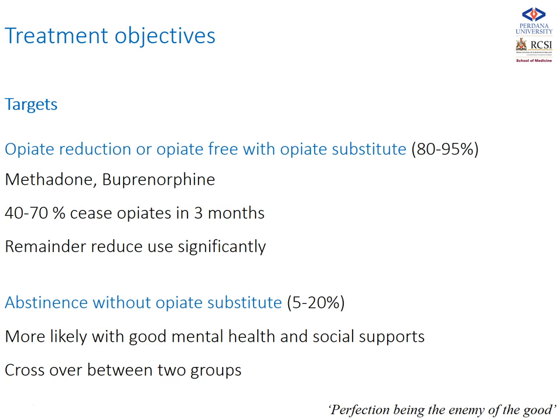The target in methadone maintenance treatment is opioid reduction or opioid free with substitute. This occurs in 80 to 95%. Again, this uses methadone or buprenorphine, but methadone is the primary drug. Up to 70% cease illicit opioids in 3 months, and the remainder reduce significantly. The other option, other than the replacement program of methadone maintenance treatment, is abstinence without opioid substitution, and that's opted for by about 20%. But these patients have to be well motivated. They usually have good mental health and good family and social supports. There is some crossover between the two groups.